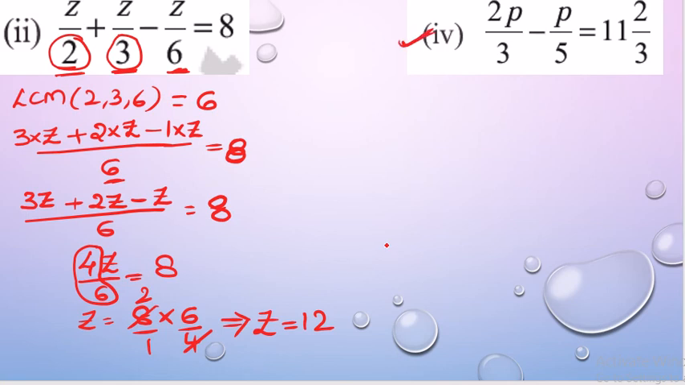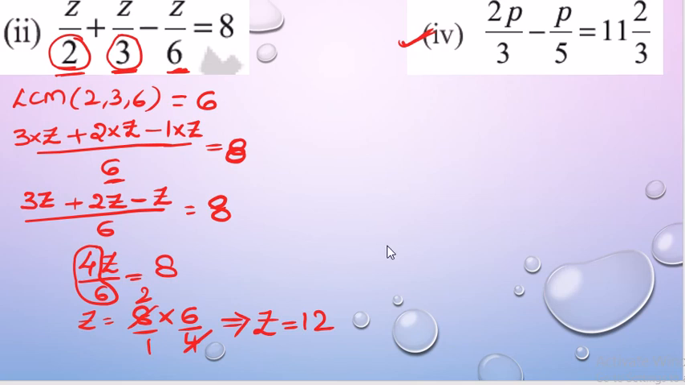Next, moving on to question number 4. So what is question number 4, right? Here we are having two variable terms. We already have an idea about this, right? Whenever you want to simplify a linear equation in one variable, the variable should be present on one side and constants should be on the other side.